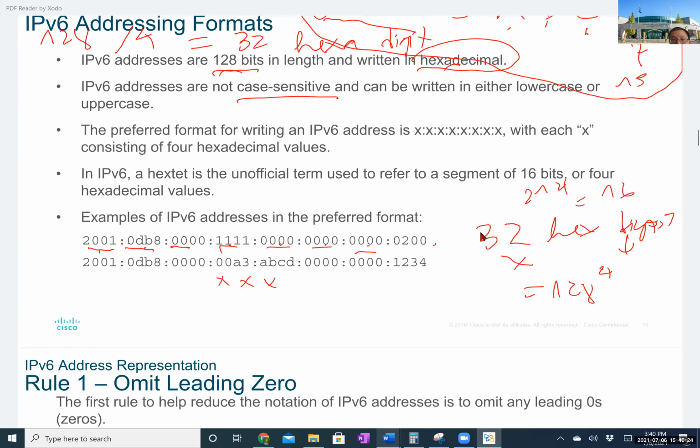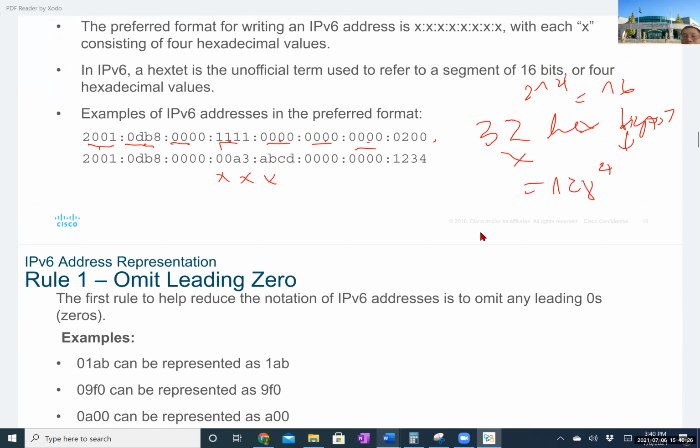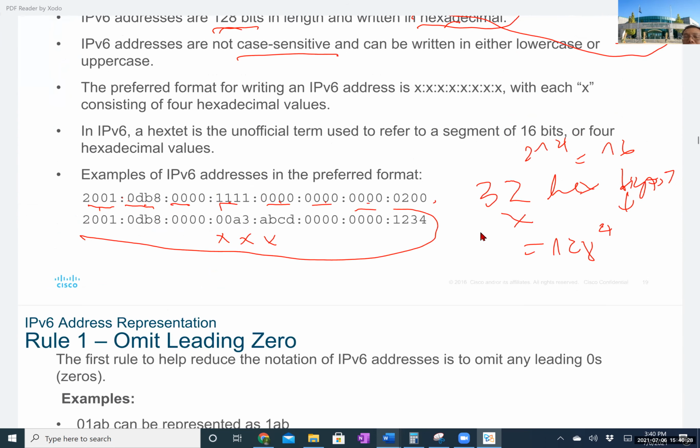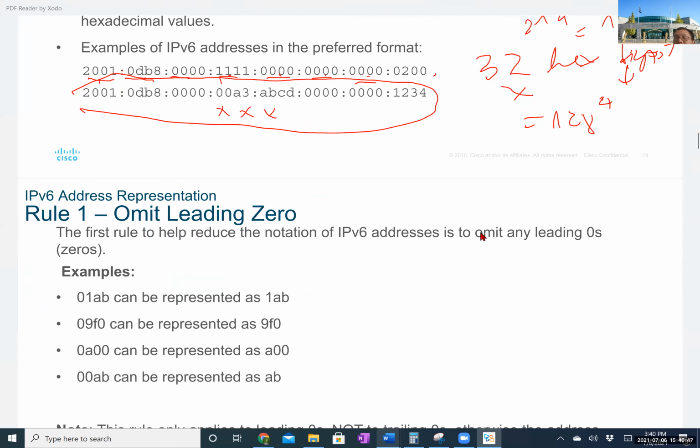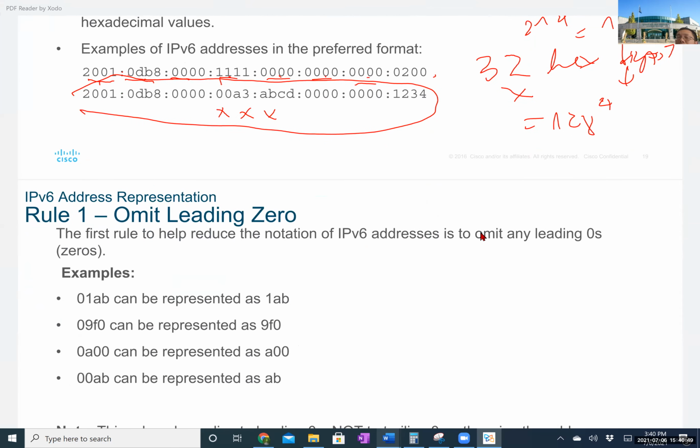All right. So now think about this one. This is an IPv6 address. Sometimes it's very hard to remember, and it's very long in representation. So you have two rules to compress IPv6. The first one is to omit the leading 0. Whatever you have, if it is a leading 0, you can omit it.